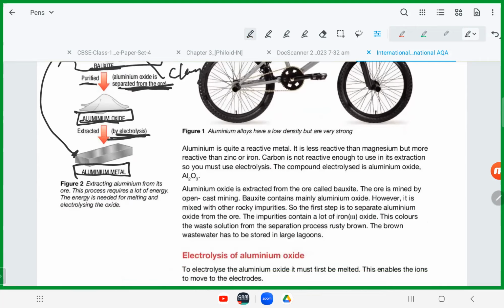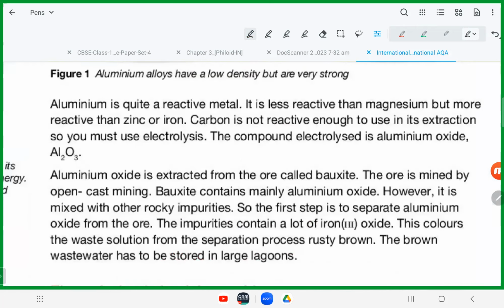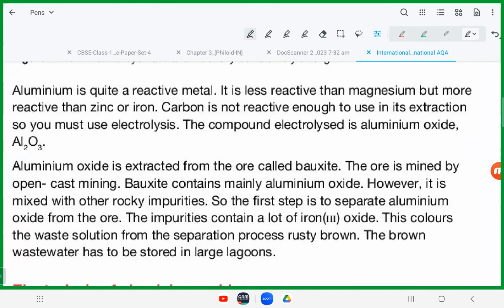Now let us read it out. Okay, Tarni, you please read now. When you read, it becomes very nice and very easy for me.